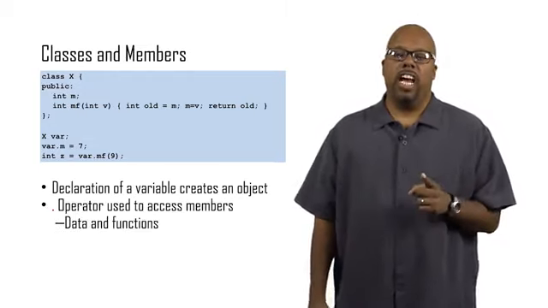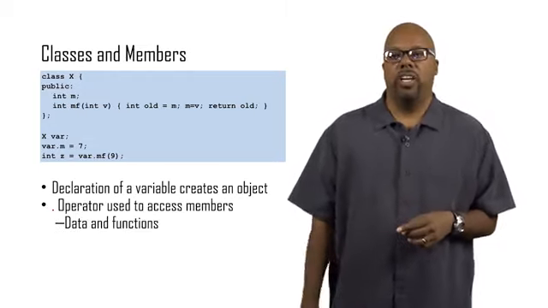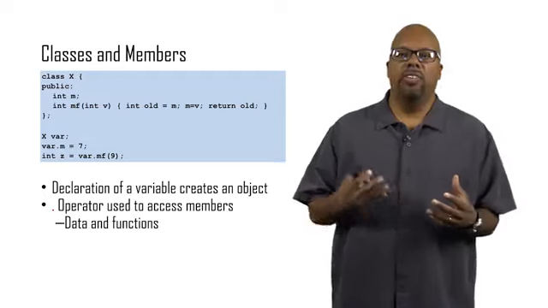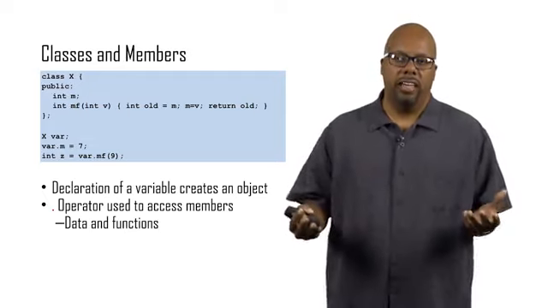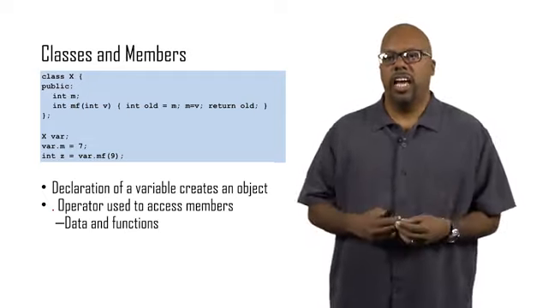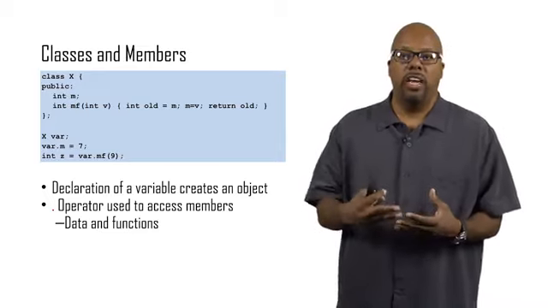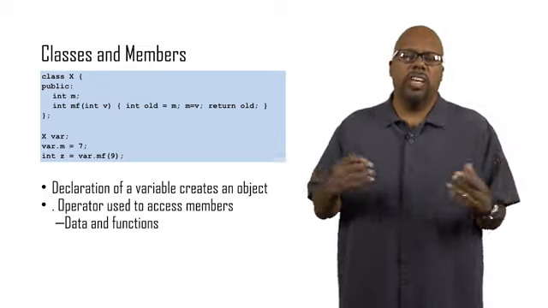Then the dot operator is very important here. The dot operator is used to access the members. When you talk about a class and its members, the members are the things that are part of the class. For instance, our class has two members: m, which is a variable in there, and mf, which is a function in there. So this class has two members.